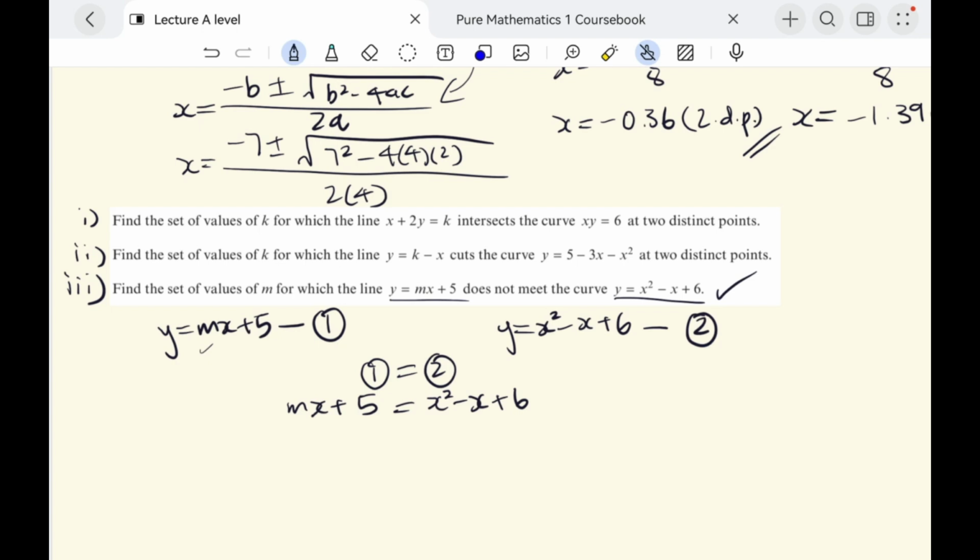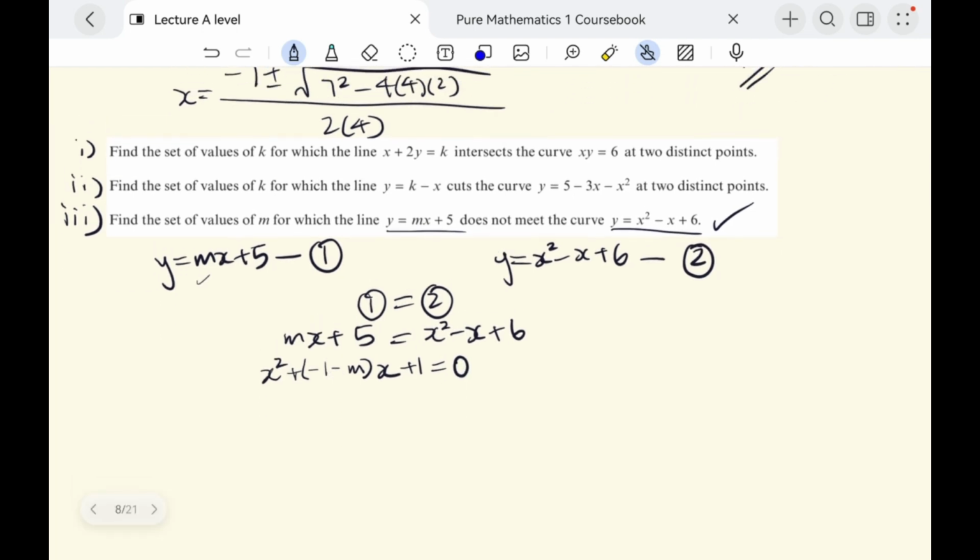Move the mx and 5 to the right hand side. So this is negative x and negative m. So you have the plus negative 1, negative m, x, and 6 minus 5 is 1. Like this.